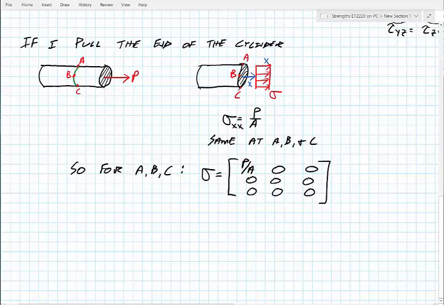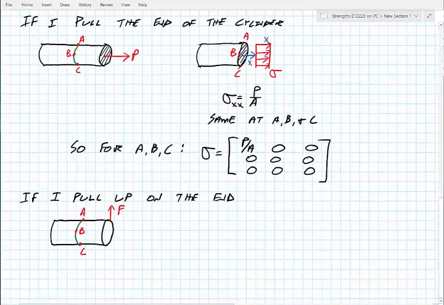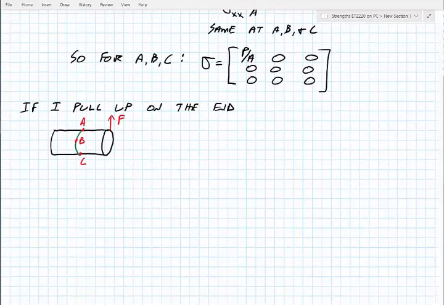But what if instead I were to pull up on the end? Now things get a little more complicated, because I would have both an axial force and a shear force. So how do I know that? If I'm pulling up on the end, I could think about what's going on at point A. Is point A in tension or compression, or neither? In this case, hopefully you can see it, it would be in compression. And what about C? Well, C would be in tension, and B is right on the neutral axis, so it is equal to 0.